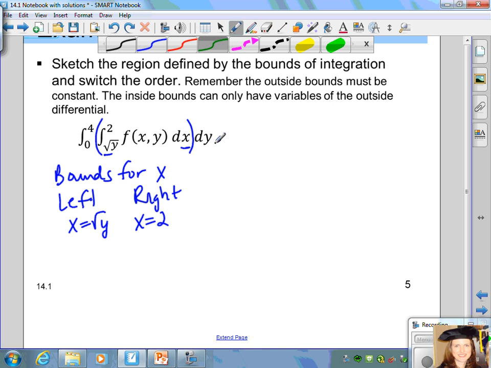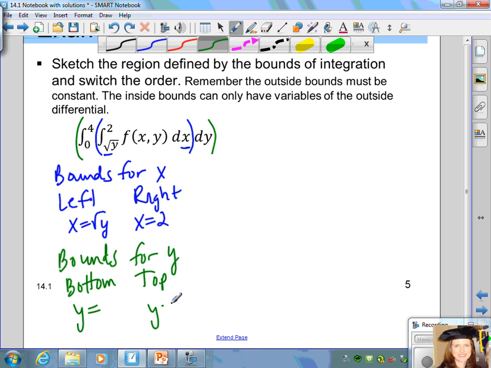Now in terms of the outside bounds of integration, that's our d differential y, so it's going to be our bounds for y. And when we're looking at the y, you can go from the bottom of the region to the top of the region. That's going to be our bottom y equals to the top y equals. The bottom y equals is the lower bound 0, and the top y equals is your upper bound 4.